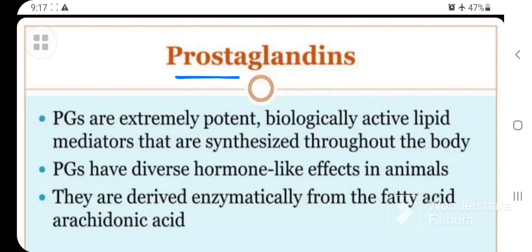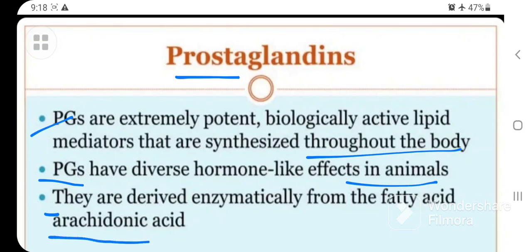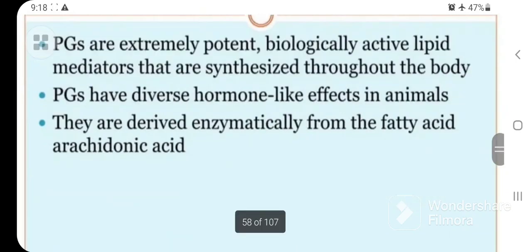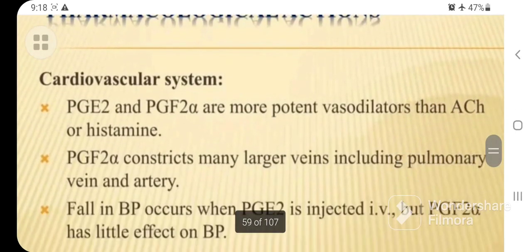Now, prostaglandins are extremely potent, biologically active lipid mediators that are synthesized throughout the body. Prostaglandins have diverse hormone-like effects in animals and they are derived enzymatically from the fatty acid arachidonic acid. Very important, remember this one: they are derived from the fatty acid arachidonic acid. Next, the pharmacological action of prostaglandin.